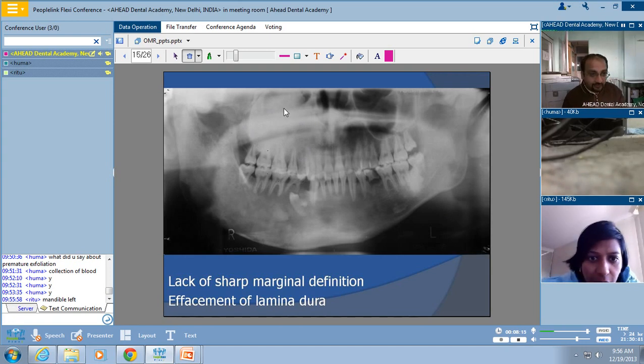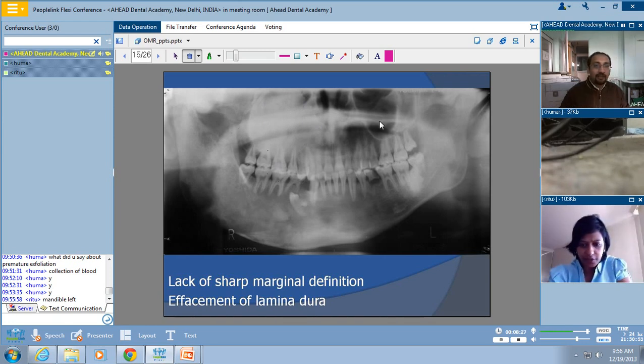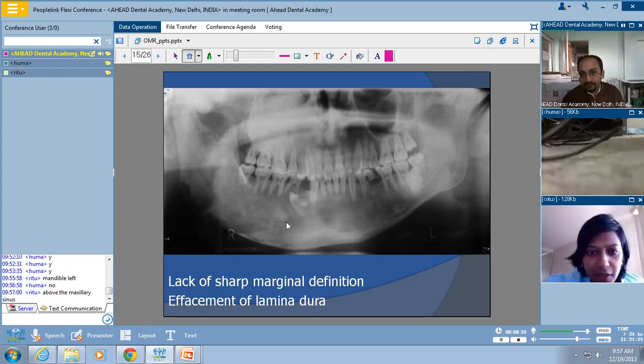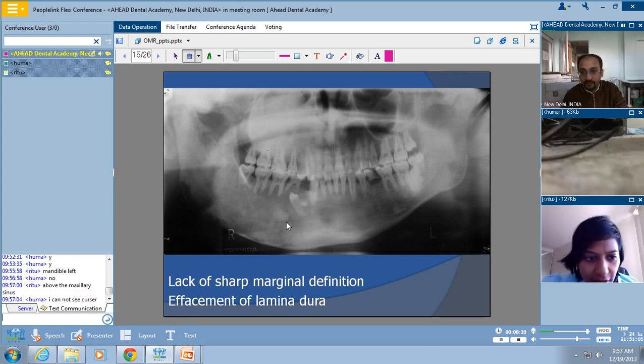Can you make out now? Just see the slide carefully. Can you see the cursor? Anterior maxilla, right side. You might be able to see a certain radiopaque area. Just compare it with the left side of the maxilla. You can see the maxillary sinus very clearly on the left side, but on the right side, the maxillary sinus, no, not above the maxillary sinus, on the area of the maxillary sinus.